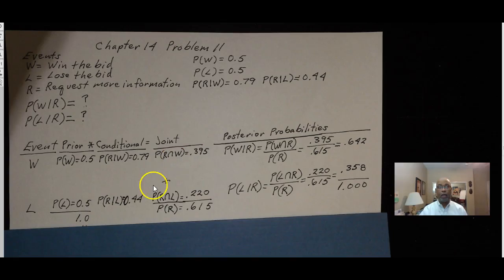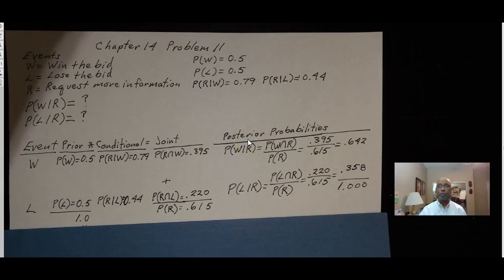Now, both of these joint probabilities involve the event of additional information being requested. And these are the only two ways that additional information can be requested. Either additional information and we win, or additional information requested and we lose. So if you add both of those probabilities together, you get the probability of additional information being requested. So adding these two values, 0.395 plus 0.220, gives you a probability of 0.615 as being the probability that additional information will be requested.